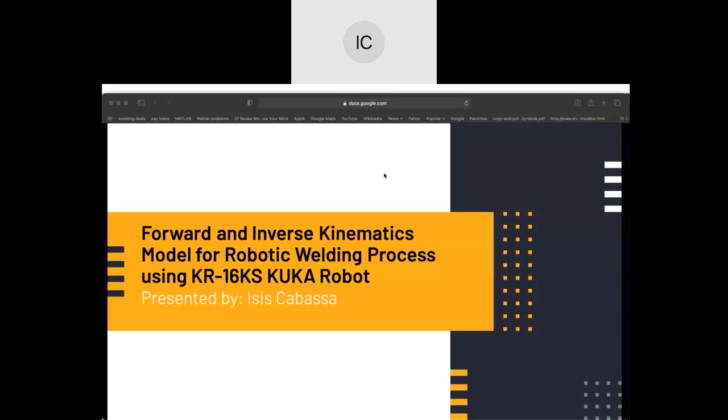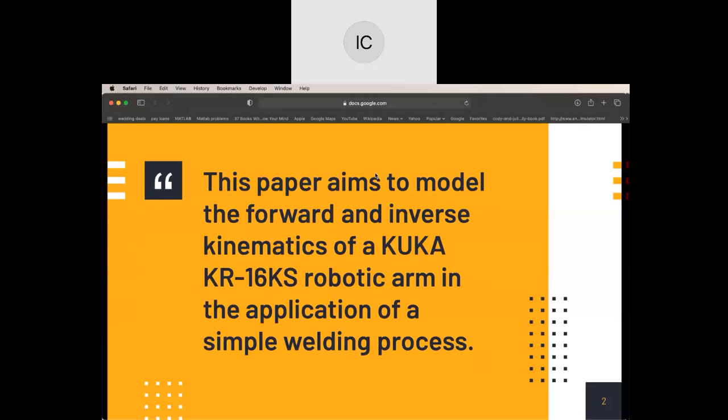Hi, my name is Isis, and I will be presenting on the research article Forward and Inverse Kinematics Model for Robotic Welding Process using KR16KS KUKA Robot. In the words of the author, this paper aims to model the forward and inverse kinematics of a KUKA KR16KS robotic arm in the application of a simple welding process.